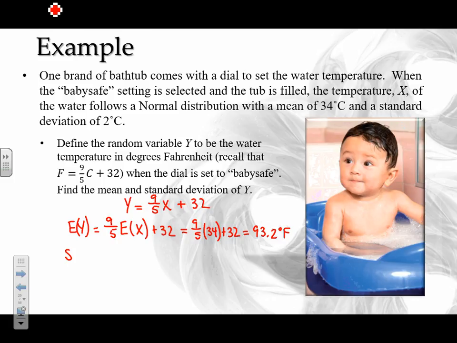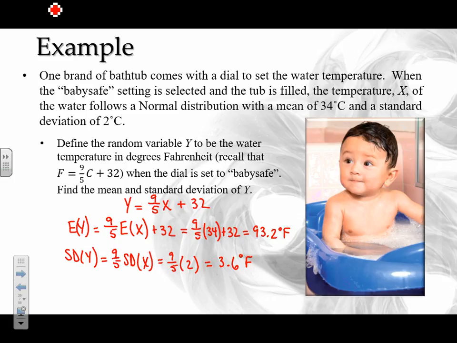Okay? If I want my standard deviation for y, my transformation is 9/5 times x plus 32. So what's going to affect my standard deviation? The 9/5. So I'm going to take 9/5 times the standard deviation of x. The plus 32 has no bearing on standard deviation, so I exclude it. So all I need to do is take 9/5 times my standard deviation, which was 2, and you should get 3.6 degrees Fahrenheit, right?